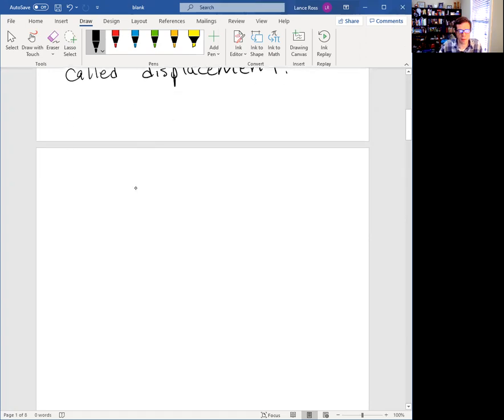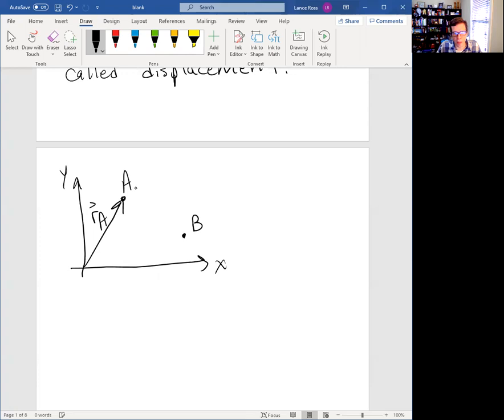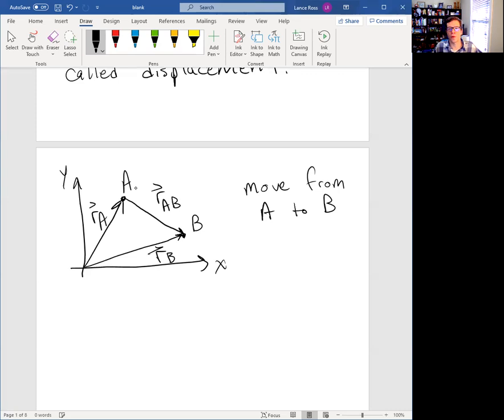So let's graph that. We want to talk about a change in position, then we need an initial location and a final location. I'm going to stick with my point A, and I'm going to add some point B that we're going to move to over some time interval. And there's a position vector that describes the location of point B. So we're going to move from A to B. So we can draw our displacement vector here, and I'm going to label it R A to B because we're moving from A to B.